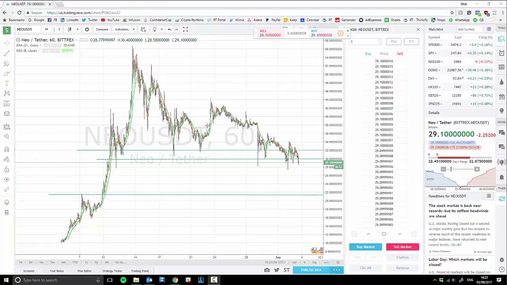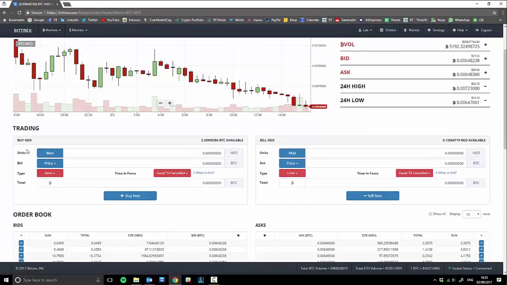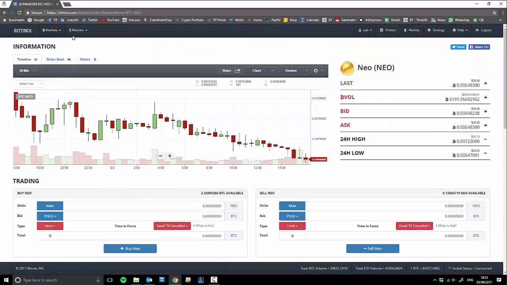And the thing is, even though we're looking at this, which is basically NEO, Tether is basically a tracker for the US dollar. So we're looking at dollar prices, but when we're looking at Bittrex, we're buying it in Bitcoin, we're not buying it in dollars. So as you can see here, we're buying it in Bitcoin, and so the charts are going to look somewhat different.